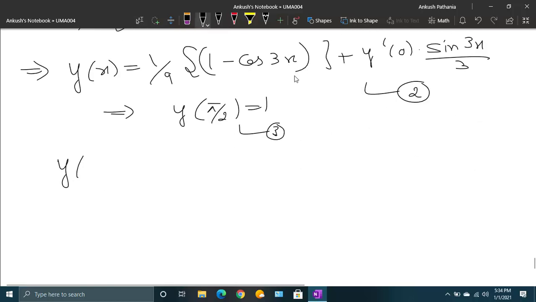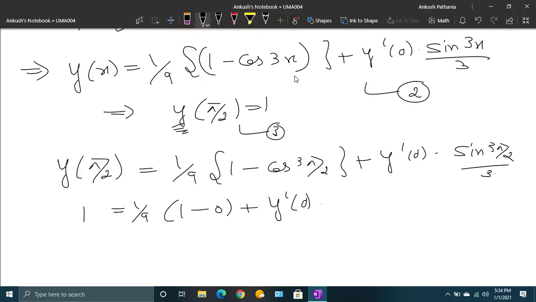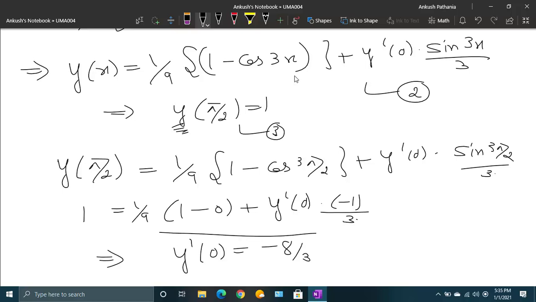So this is the other condition that we haven't used in the question. When you put y at pi by 2, this is 1 by 9 (1 minus cos 3 pi by 2) plus y dash 0 sine 3 pi by 2 upon 3. So this is equal to 1 as given here. This is 1 by 9. This is 0. Y dash 0 times sine, this is minus 1, and upon 3. So solving this, you will get y dash 0 equal to minus 8 by 3.